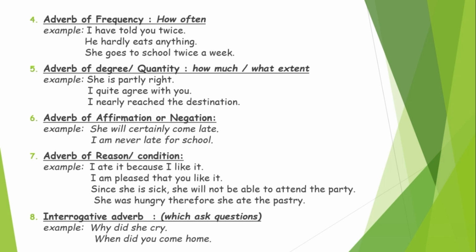Next comes the adverb of frequency. Here it tells you how often some action is done. Let's look at the example. I have told you twice. How often have I told you? I have told you twice. So here twice is the adverb of frequency. She hardly eats anything. How often does she eat? She hardly eats anything.